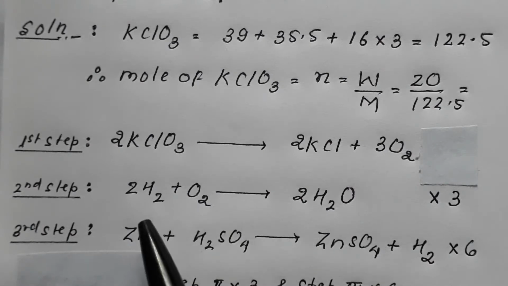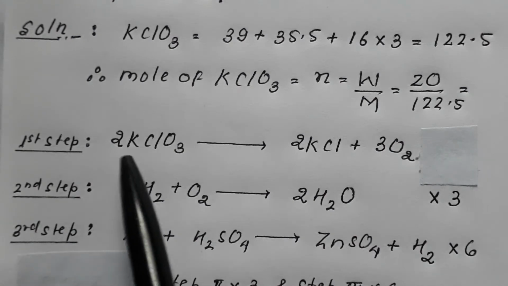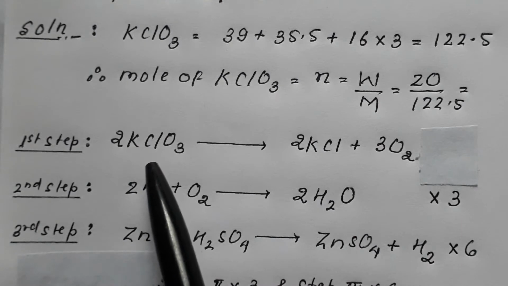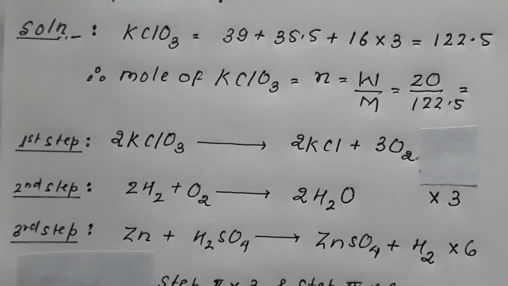Now, the hydrogen needed in step number 2 is to be produced by reaction of sulfuric acid on zinc. So when zinc is made to react with sulfuric acid, it results in formation of ZnSO4 plus H2. So this is equation number 1 where KClO3 decomposes to give oxygen. This is reaction number 2 where H2 reacts with O2 to form H2O, and this is reaction number 3 producing the hydrogen through reaction of zinc with H2SO4.